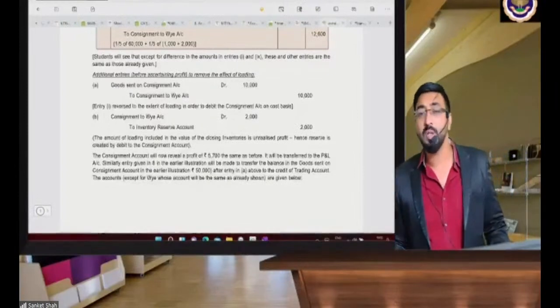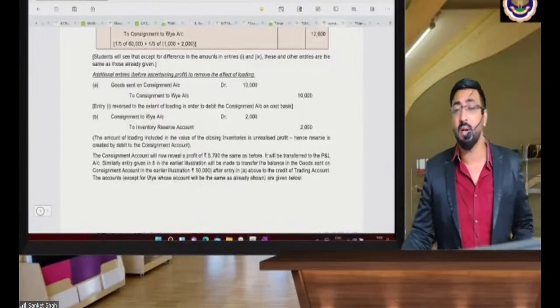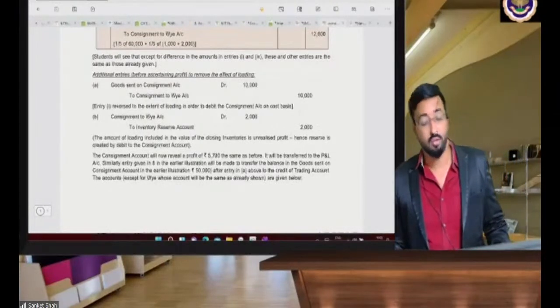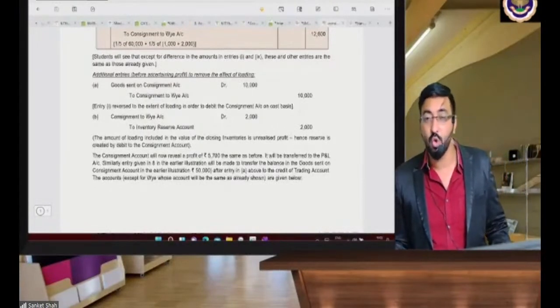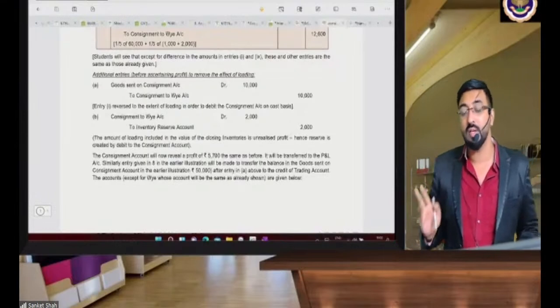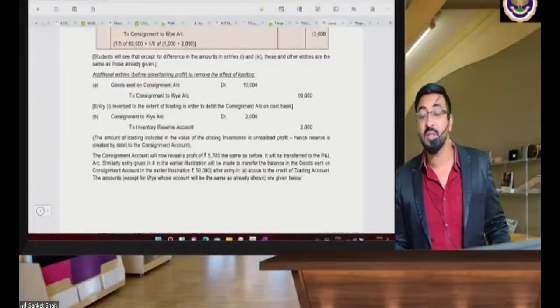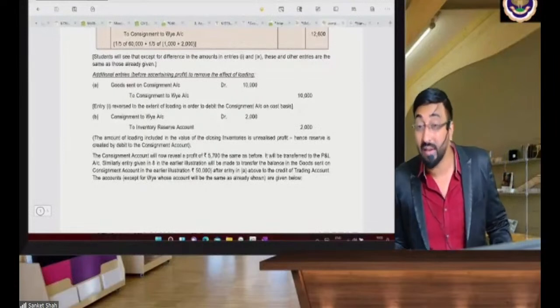If you are left with some stock, that stock is your asset. So stock on consignment account debit, or inventory with consignee account debit, to consignment account. So it is the opposite of the first entry, consignment to goods sent on consignment. Consignment is debited at the time of sending goods. Whenever you are left with some goods, the consignment account is credited.